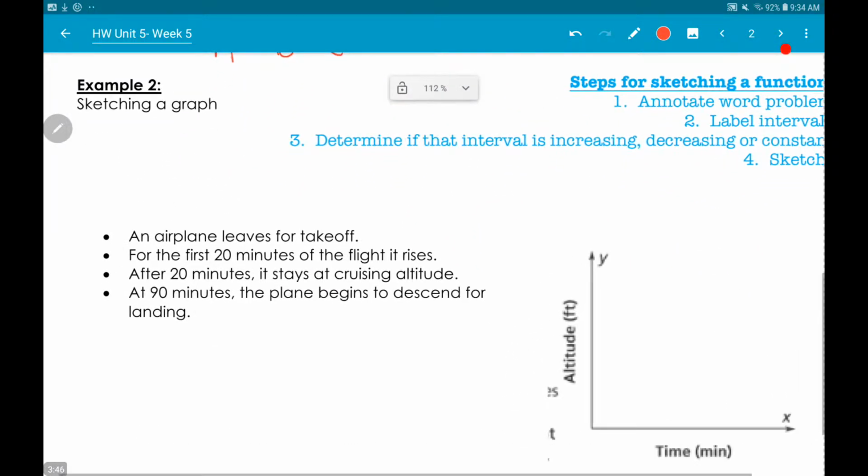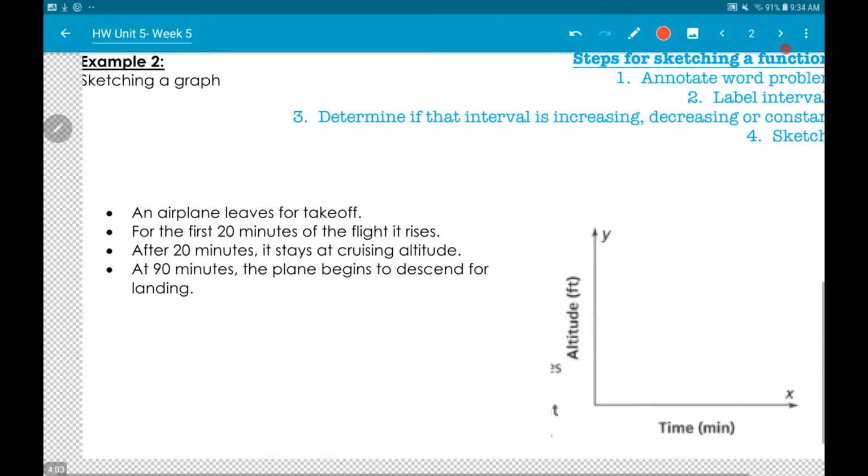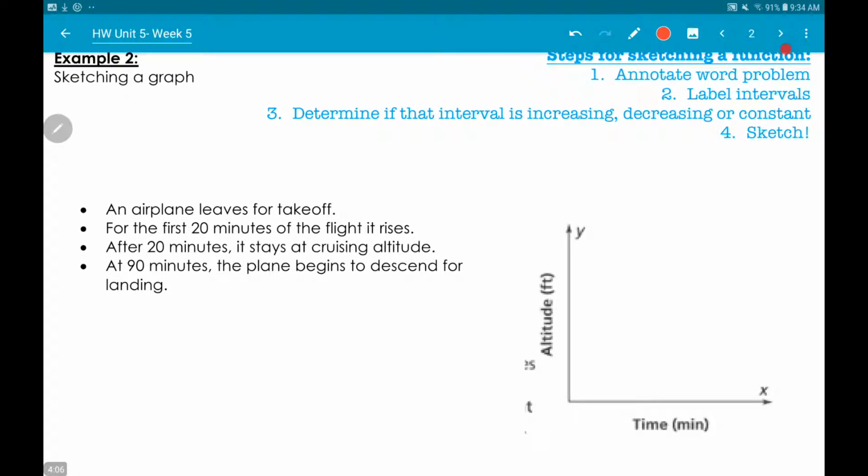Let's look at example 2. Now when I have a little bit of a word problem, I need to think about my steps. My first step is annotating the word problem, using the annotation steps that we did in class. Then we're going to label our intervals, determine if each interval is increasing, decreasing, or constant, and then we're going to sketch. So let's do one thing at a time. Let's start with annotating. An airplane leaves for takeoff. For the first 20 minutes of the flight, it rises. After 20 minutes, it stays at a cruising altitude. At 90 minutes, the plane begins to descend for landing.